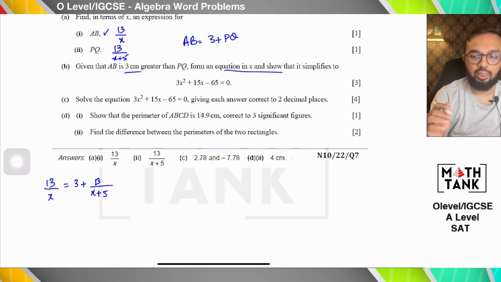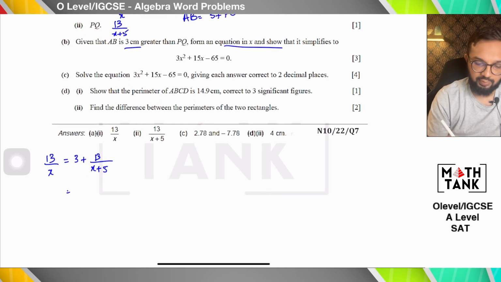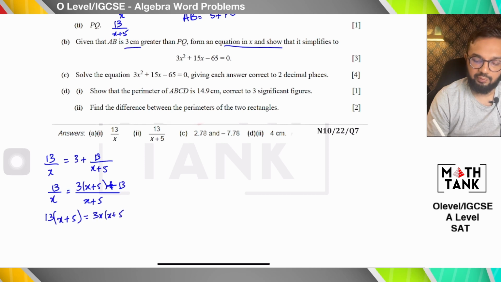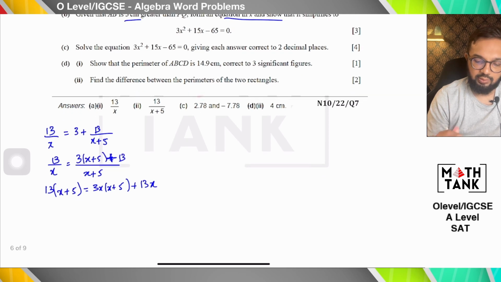Form an equation in x and show that it simplifies to this. I need to cross multiply and solve. Let's take a common denominator here, it might simplify calculations. So I get 3 times x plus 15 plus 13 equals 13 over x. Then cross multiplying again, so 3x into x plus 5 plus 13x. So I get 13x plus 65 equals 3x squared plus 15x plus 13x. So I see 13x on both sides. Can I just get rid of that?